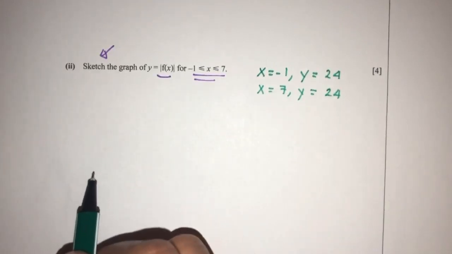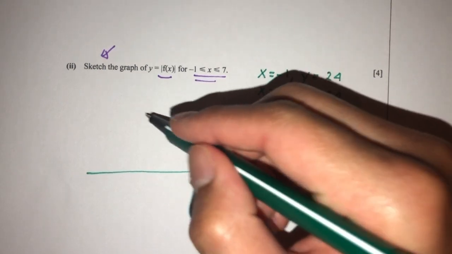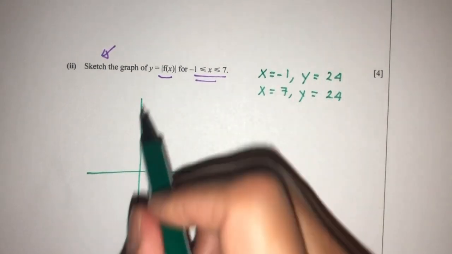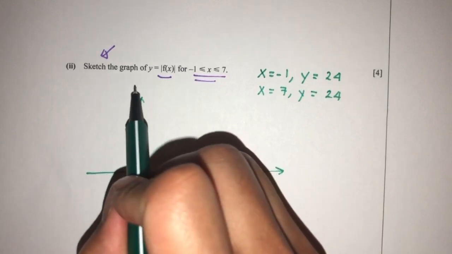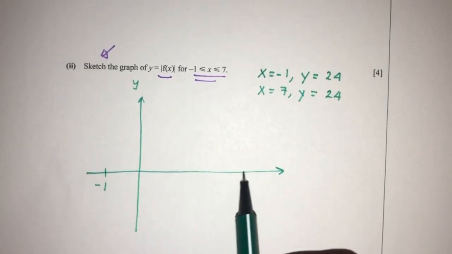Now let's plot the graph. It is only sketch, so it doesn't need to be exact. So that will be something like this. That will be my value of y, and we know this should be minus 1 here. Let's say minus 7 is somewhere over here.